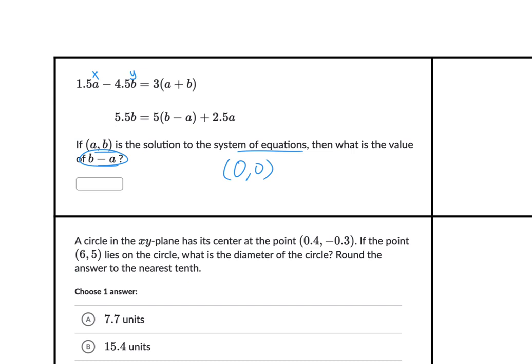Now, we might have been able to figure that out by inspection to say, hey, if this all zeroes out, if a and b were 0, then this is 0, and I get 0 equals 0, and I get the same thing over there. Graphing didn't take too long, so b minus a is just 0.